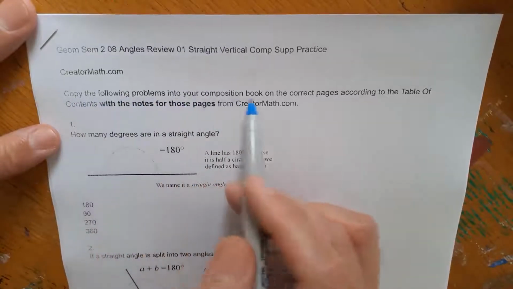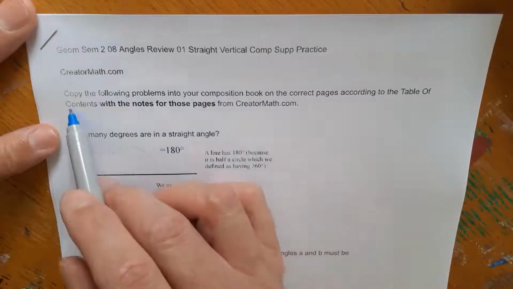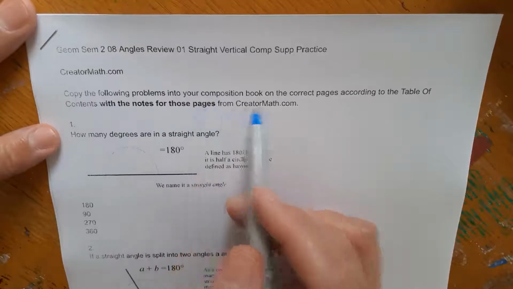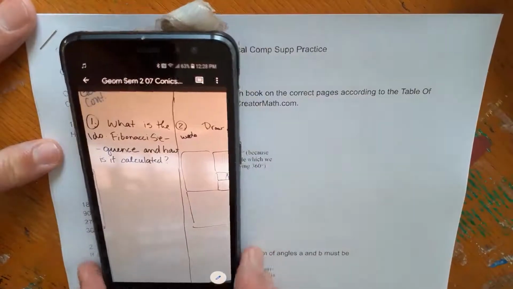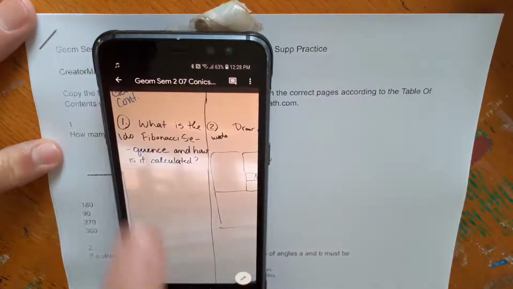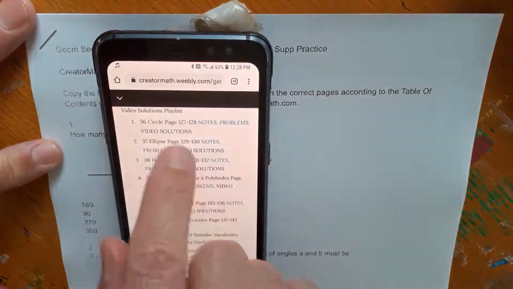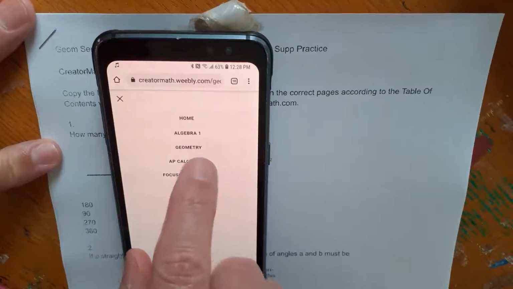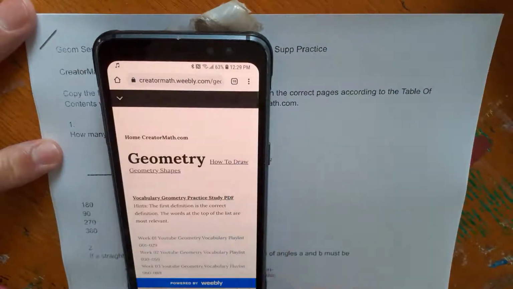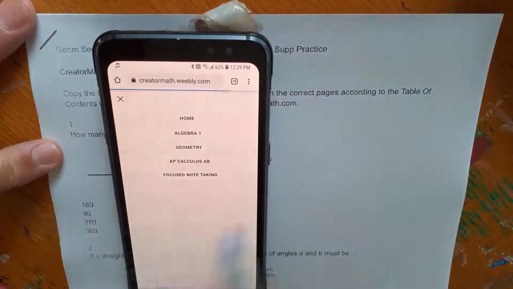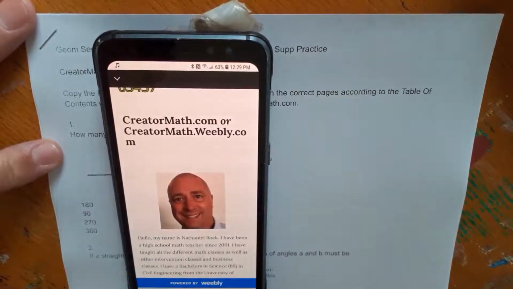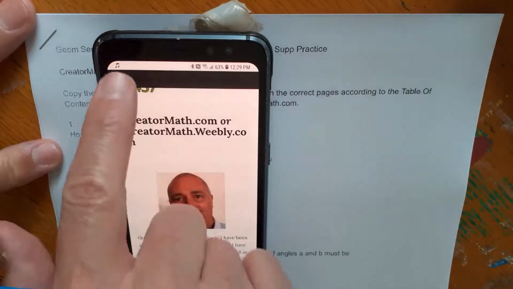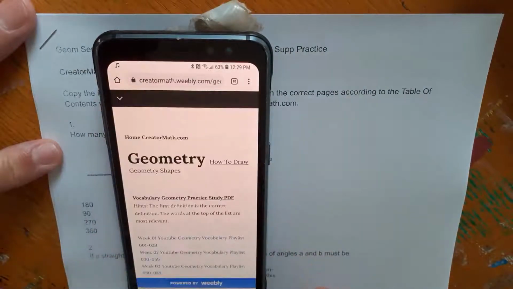Copy the following problems into your composition book on the correct pages according to the table of contents with the notes for those pages from creatormath.com. Just to give you an orientation on where that is, let's pull up creatormath.com. You might have to type in creatormath.weebly.com. Here's creatormath.weebly.com. It should look like this when you get there. We're going to go into the Geometry tab. That's where all the notes are.